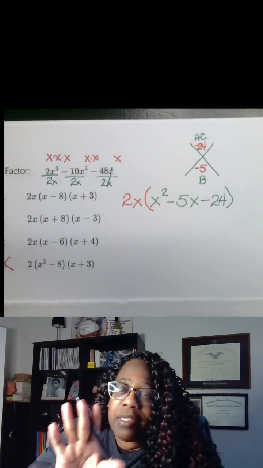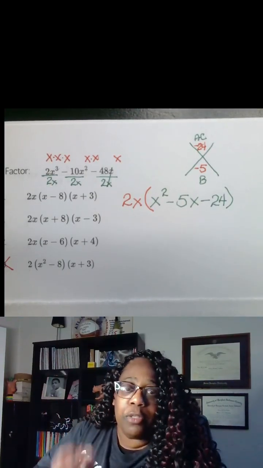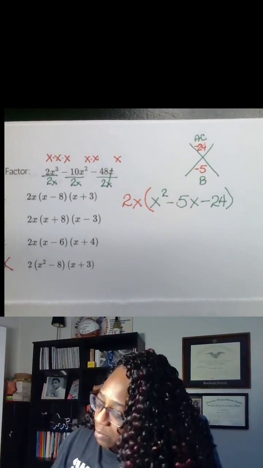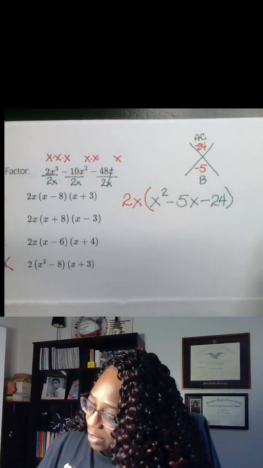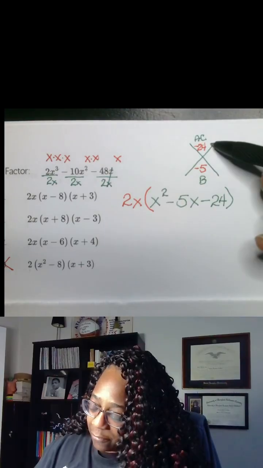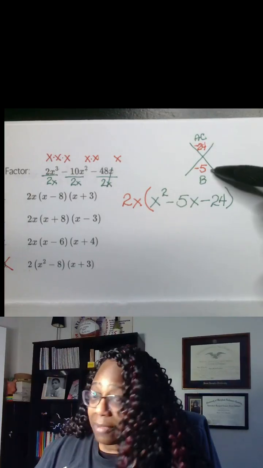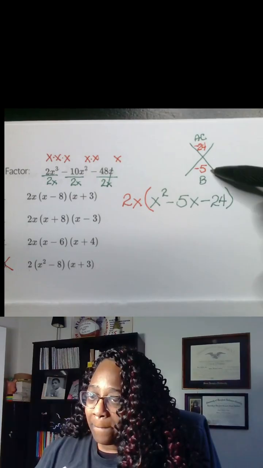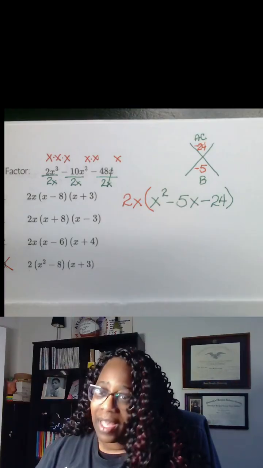So now, this is the hardest part. This is why you need to know your multiplication facts inside and out. So we need to think, what two numbers multiplied will give me a negative 24, and the same two numbers added together to give me a negative 5? Let's see what we got. Find factors of negative 24 that add to give me negative 5.